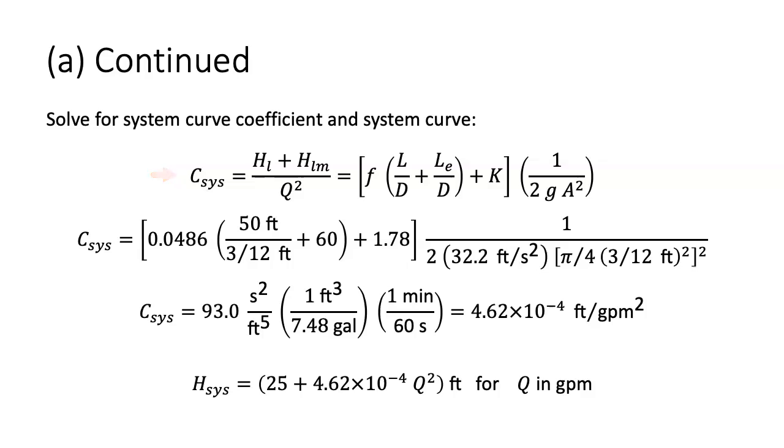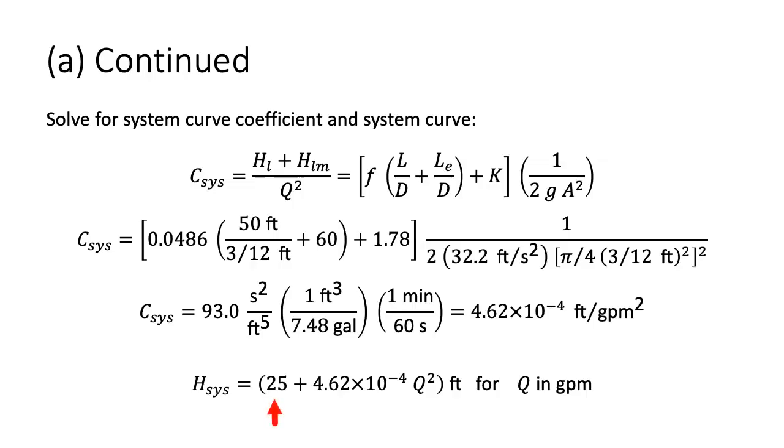Notice that for this case, where the friction factor is constant, the velocity cancels and we get a constant coefficient of 93 seconds squared per feet to the fifth power. Note that if the friction factor did depend on Reynolds number, this coefficient would also be a function of velocity.